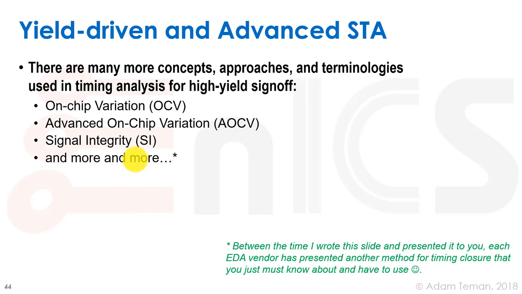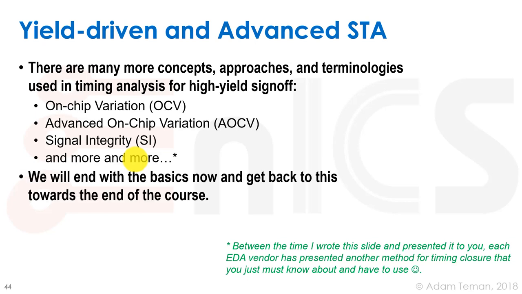In fact, I put a little asterisk here that said that between the time I wrote this slide and presented it to you, each EDA vendor has presented another method for timing closure that you just must know about and you have to use or else your chip is not going to work. Okay, that is obviously cynical, but it's true. We get at every SNUG and at every CDNLive new types of OCV and new types of timing constraints that are presented. We'll discuss this in the future, but these are parts of the delta margin that we discussed before. They will fill up our delta margin. The harder we make it to close timing, then somebody will come up with another thing that will remove a bit of our constraint. Okay, that was just a cynical remark about that, but there are many more things that today are used, and some of them are really important.